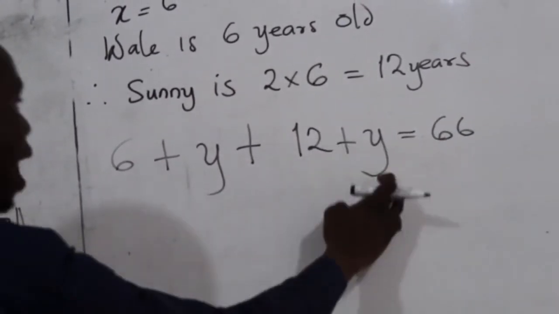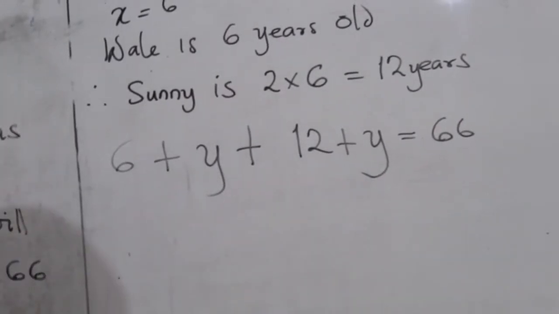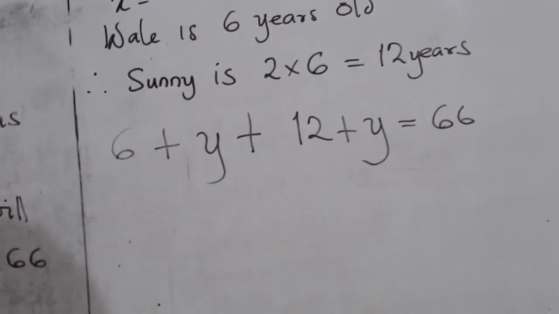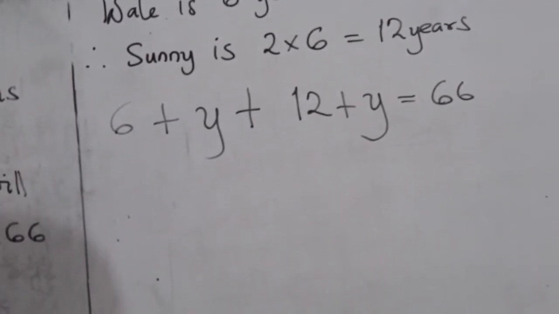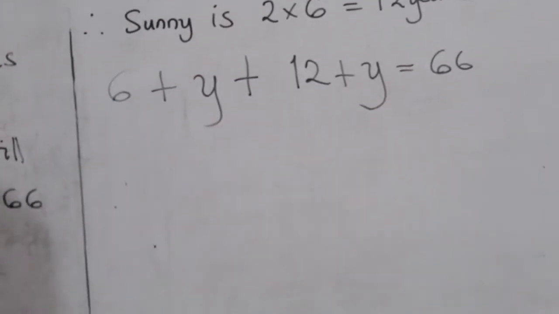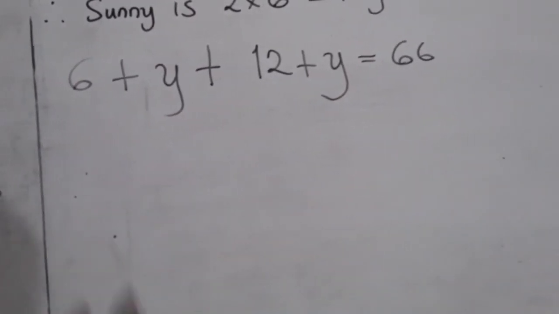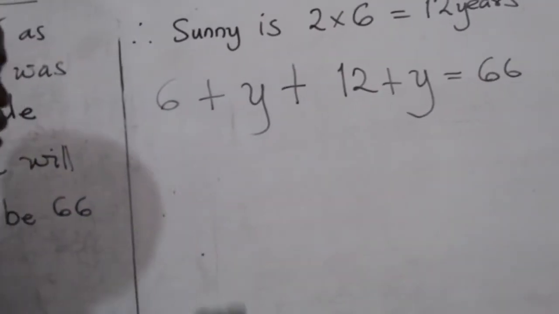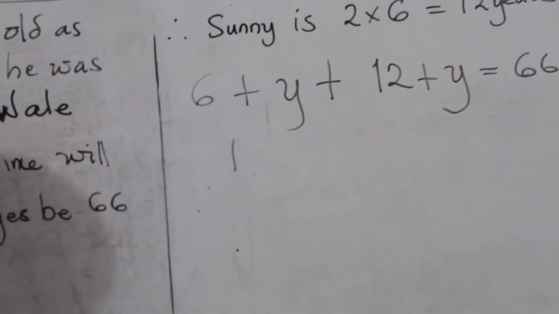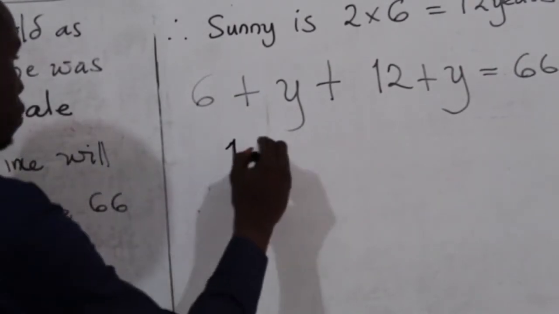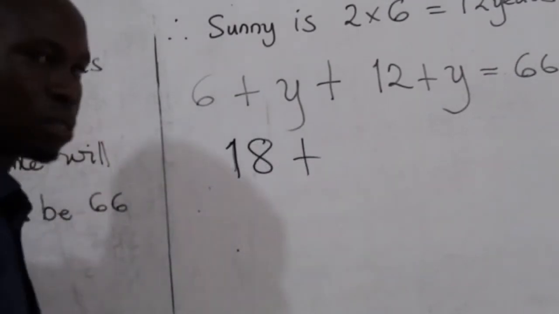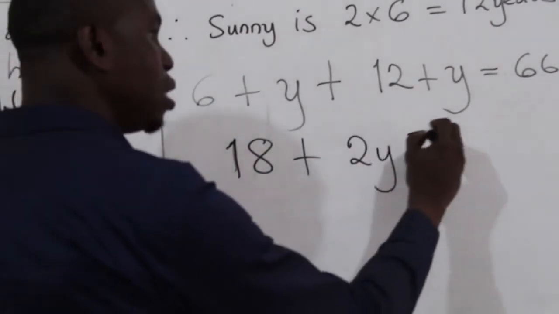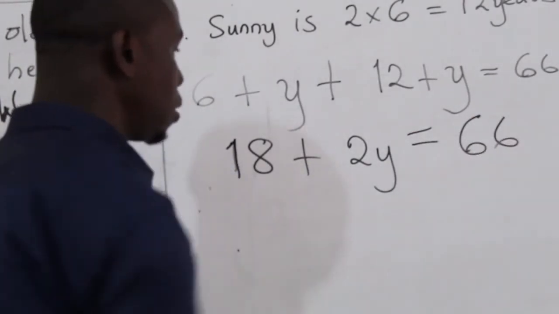And I repeated it for Sonny, because as Wale is growing, Sonny is also growing. If I add 5 years to my age, definitely you're going to add 5 years to your age. So this expression represents what is written here. So I'm going to take like terms once again and get the value of y. 6 plus 12 is 18, plus y plus y is 2y. And that is equal to 66.